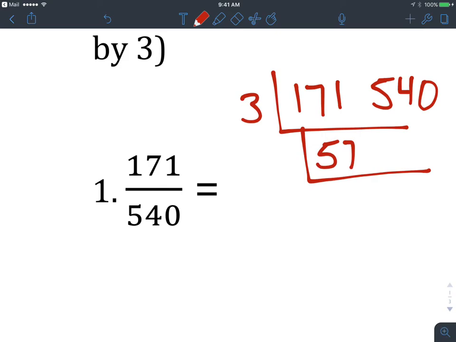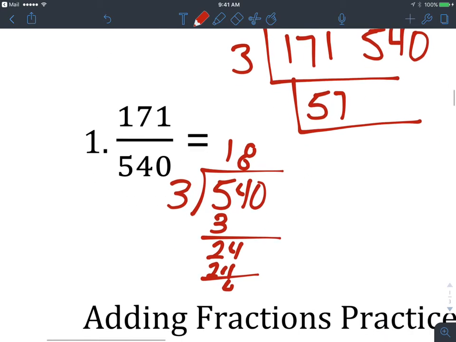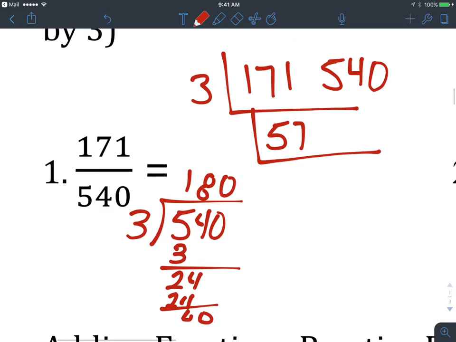Now 540, the 5 plus 4 equals 9, and plus 0 is still 9, which is also a multiple of 3. So that means that 540 can also be divided by 3. Let's figure out how many times. Remainder of 0, drop down to 0. And so it can go into 540 180 times.